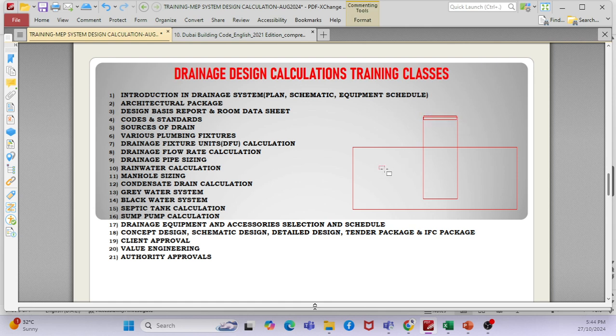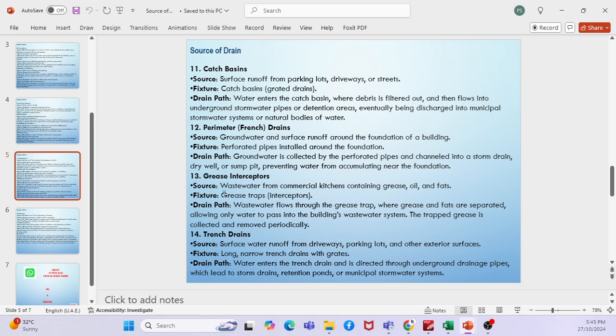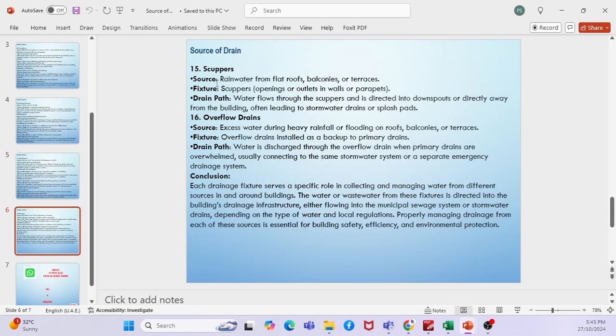In the parking bay, you will be using a catch basin. And if you go to a residential area, you will be using a floor drain, which aesthetically looks nice, right? So you have different fixtures in different areas. Then you have scuppers. They are used for rainwater from flat roofs, balconies or terraces. Then you have overflow drains for excess water during heavy rainfall or flooding on roofs, balconies or terraces. This is also the same as the picture, but it is called an overflow drain.